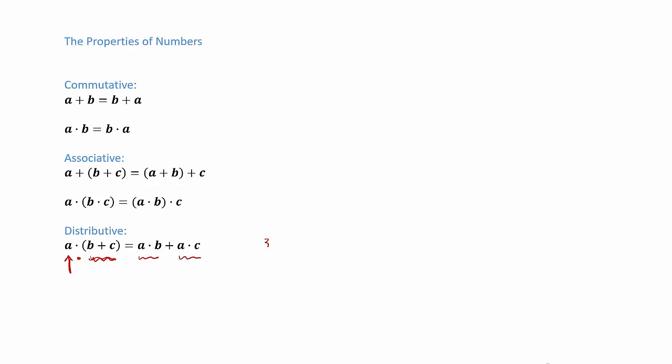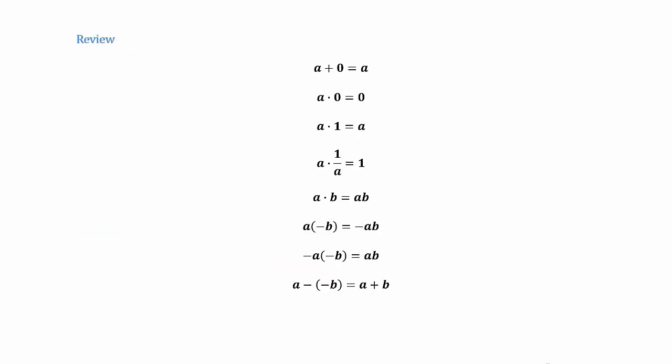So for instance, 3 times the quantity 4 plus x, I'm going to distribute that 3 through. That's equal to 3 times 4 plus 3x. 3 times 4 is 12 plus 3x. You want to distribute the 3 through. That's the distributive property.